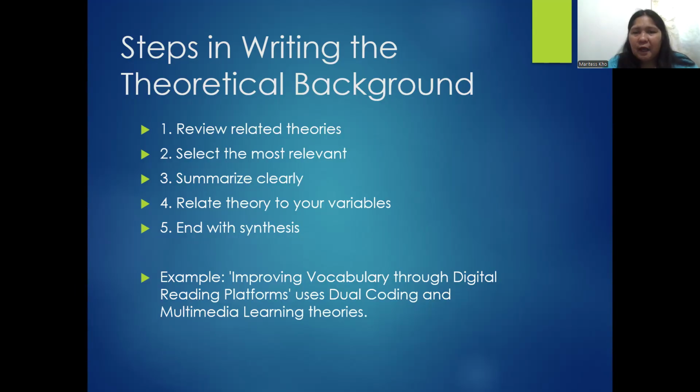So we begin with the first step. Review the theories related to your topic. Before you begin writing, spend time exploring existing theories that are relevant to your study. You read books, journal articles, and previous theses to understand what scholars have already said about your topic. For example, if your topic is improving vocabulary through extensive reading, you review theories like Krashen's input hypothesis, schema theory, and dual coding theory. The goal there is to find which theories best explain how or why your phenomenon occurs.